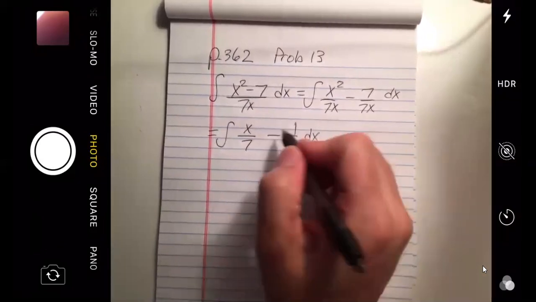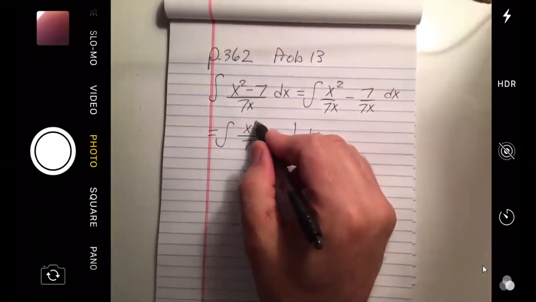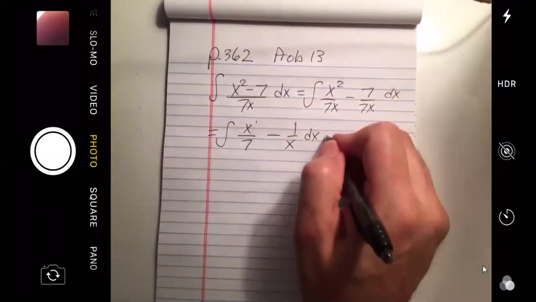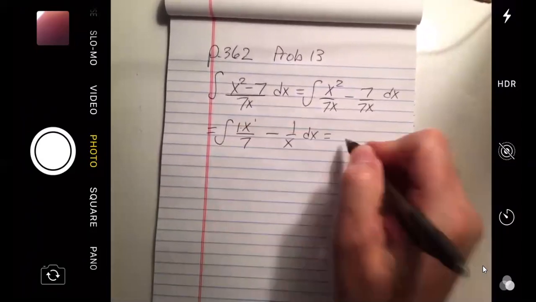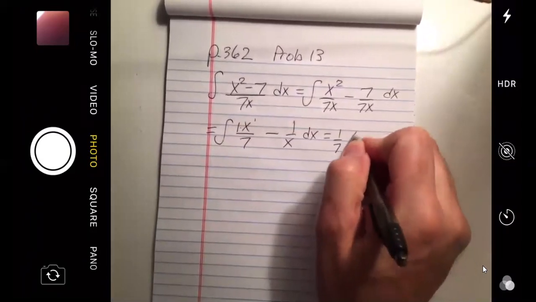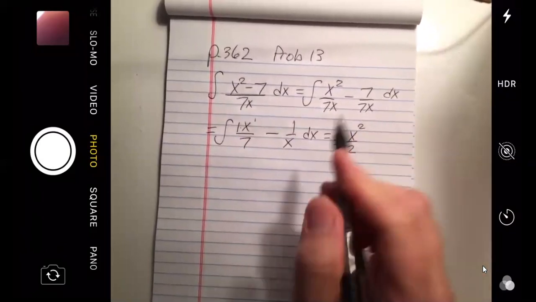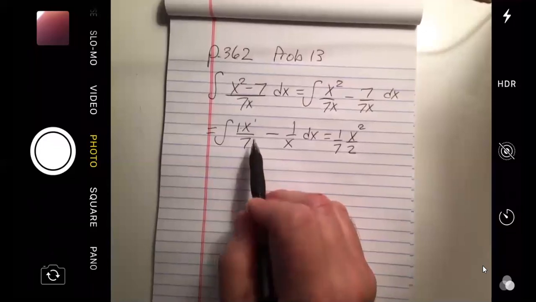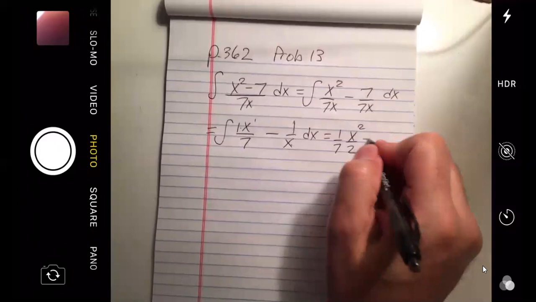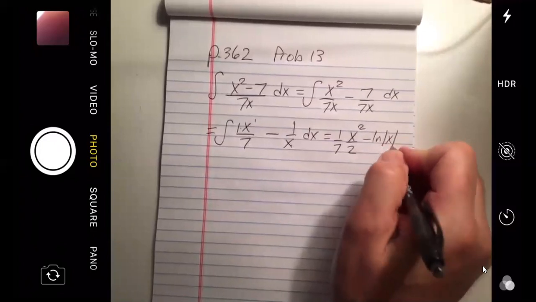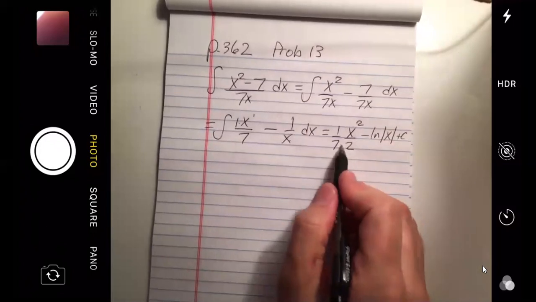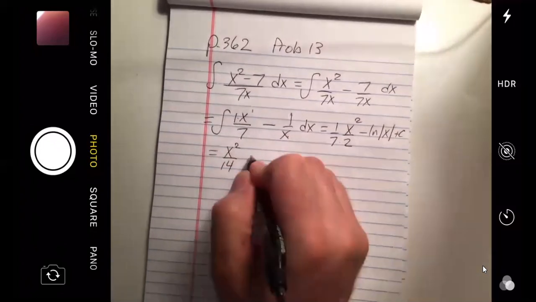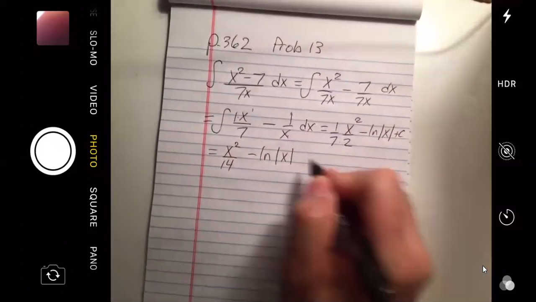Now things work out piece by piece. On this one, with a 1 there, you add 1, which gives you 2, and you divide by 2. So if you think of it as carrying along the 1 over 7, you get x squared divided by 2. You're adding 1 to the power and dividing by that. 1 over x is the log, plus c. You can combine your 7 and 2, getting 14. So x squared divided by 14 minus natural log of the absolute value of x, add c.